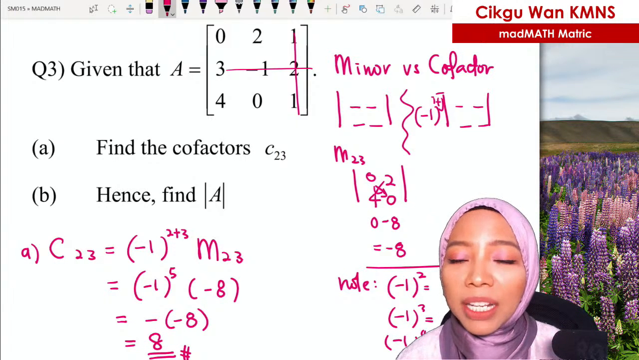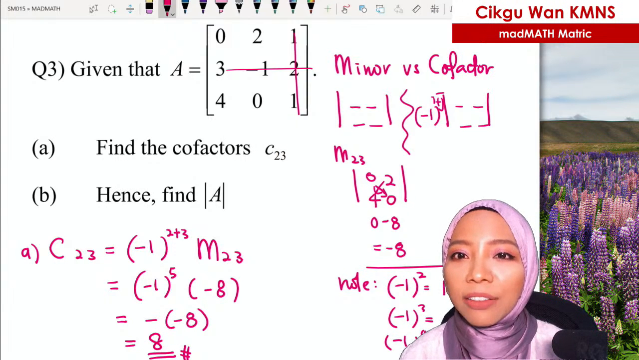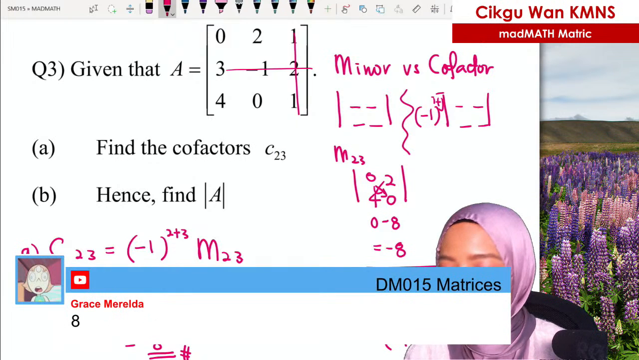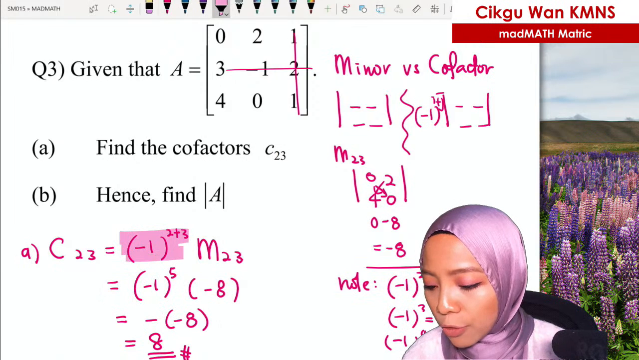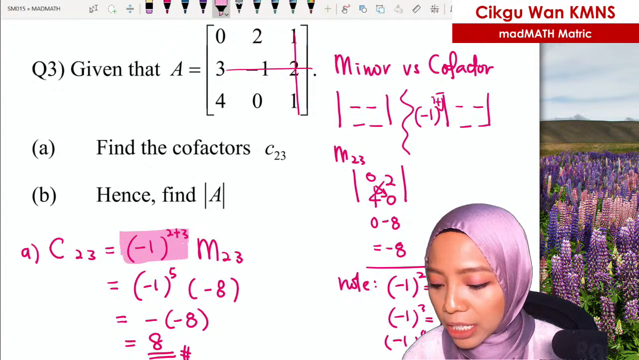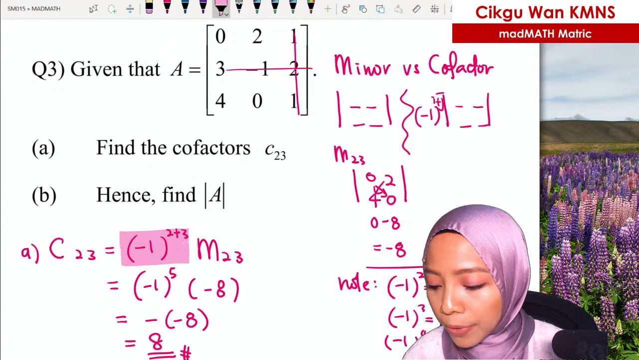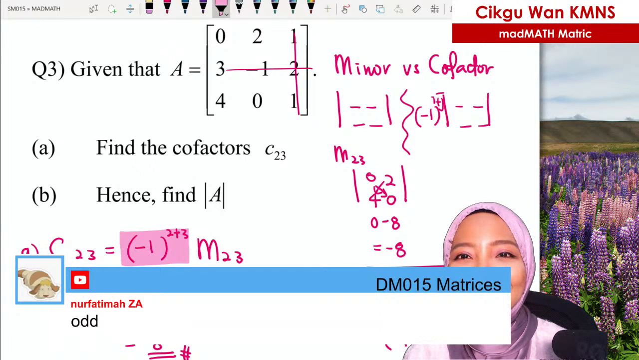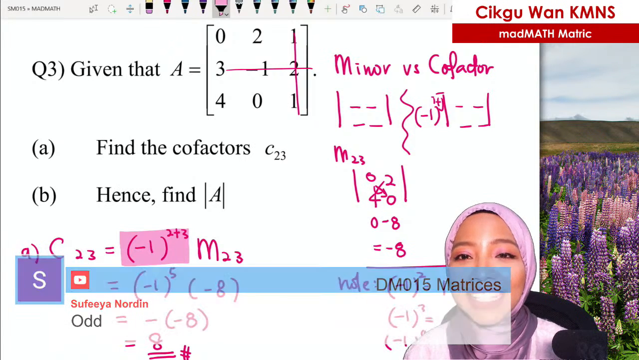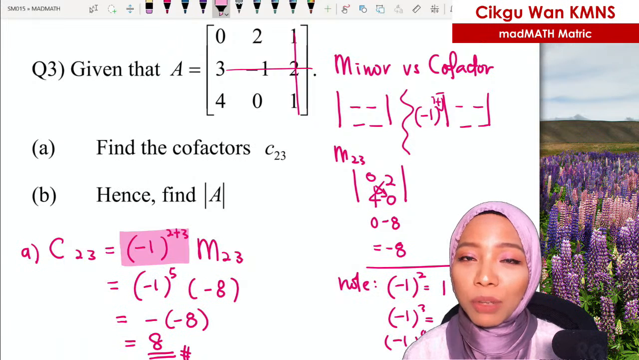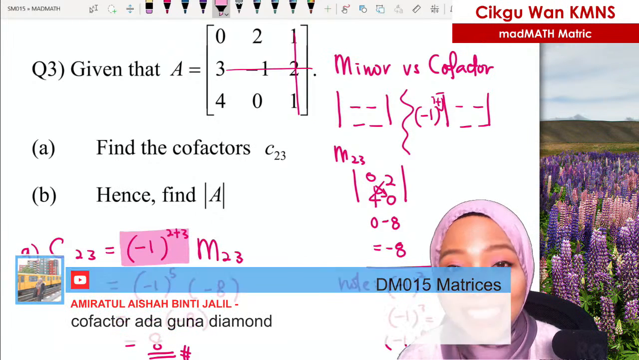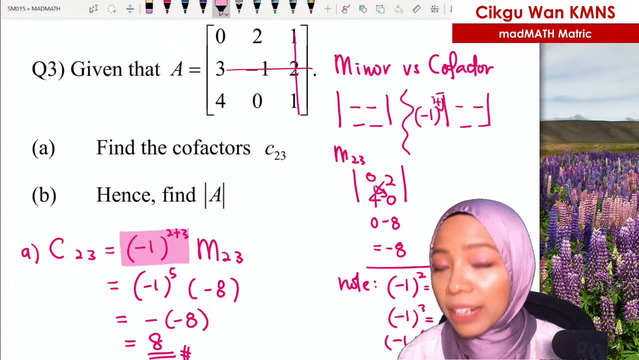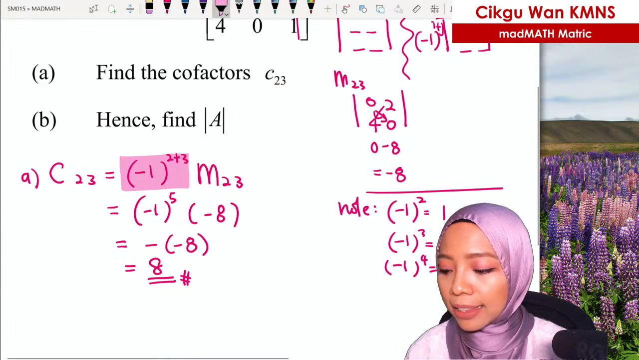Okay, ini yang menjawab soalan tadi, beza cari cofactor, formula dia. Yes, betul. Formula untuk cofactor dia ada special ini, iaitu negative 1 to the power of i plus j. Cofactor ada guna diamond. Yes, we will discuss further about the diamond. Shining bright like a diamond. So mari kita tengok soalan yang seterusnya.